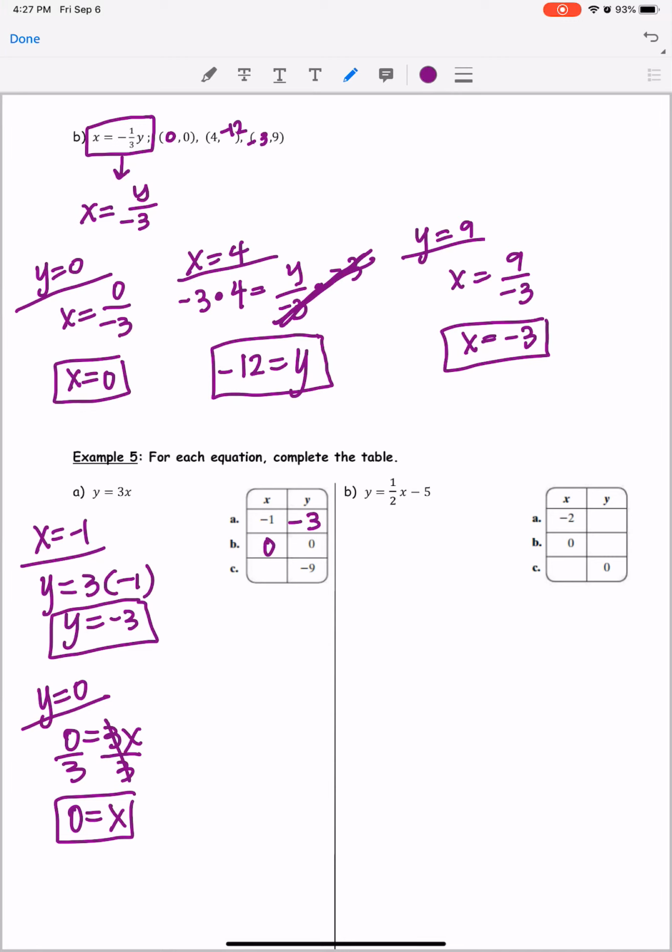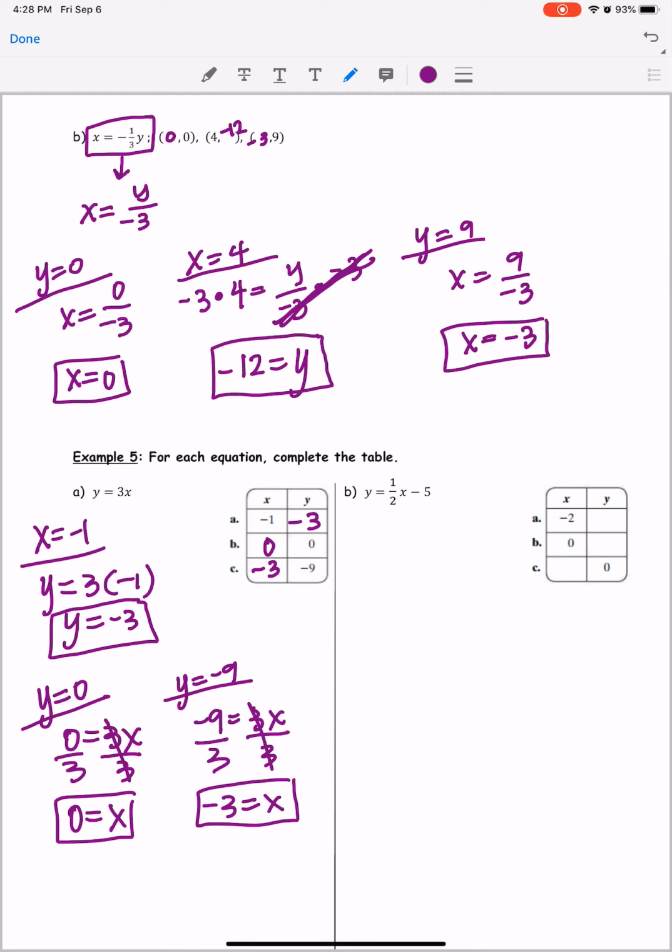Now do the same thing for C. Now they're telling you -9 is y. Solve for x. So y equals -9. We're going to put that -9 in place of this y. So we get -9 equals 3x. Same thing as over here. Divide by 3. 3's cancel. -9 divided by 3 is -3. So you can put -3 in here.